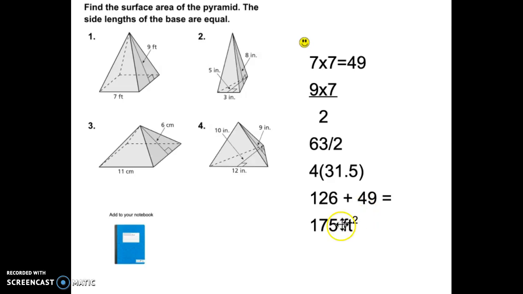That's 49, the surface of the base. So that gives me 175 feet squared. So that is the first one done for you. And I like the little shortcut here. You'll see me do that a little differently later in the video, but I like the shortcut.